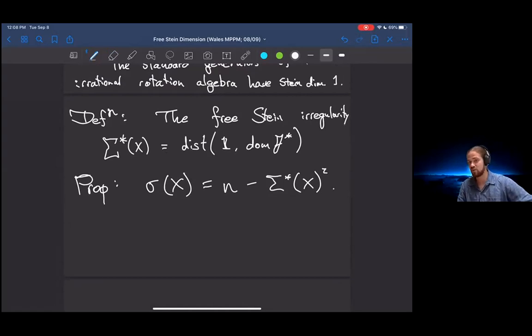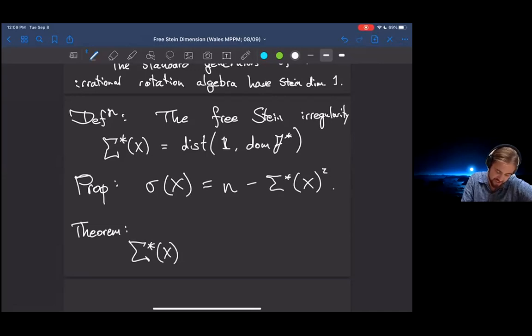Okay, so one of the things that if you call something a dimension quantity, you expect there to be a certain subadditivity to it. And that is easier to establish on the Stein irregularity side. And it's true that for any tuple of X and Y, the Stein irregularity squared of x plus that of y is bounded above by their joint Stein irregularity, with equality if they're freely independent.